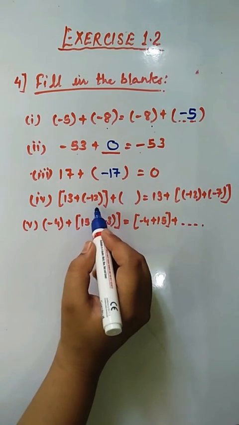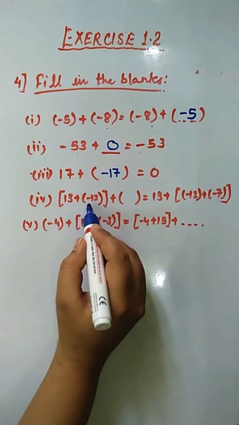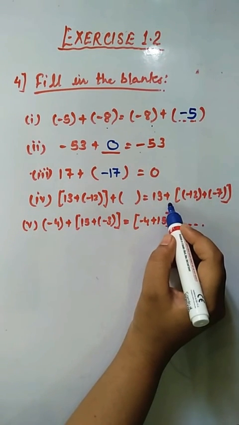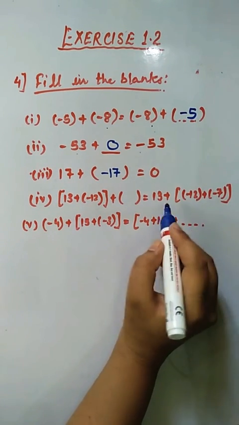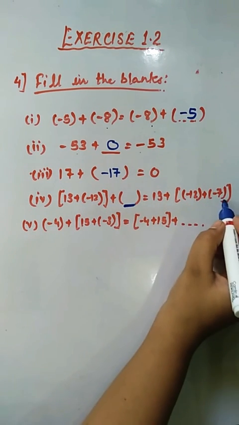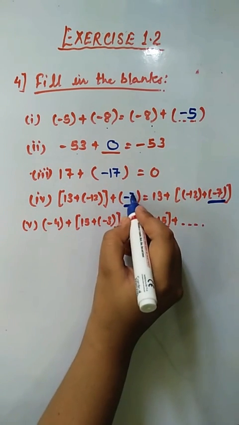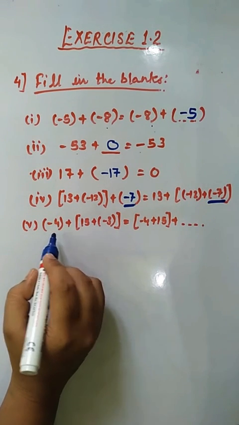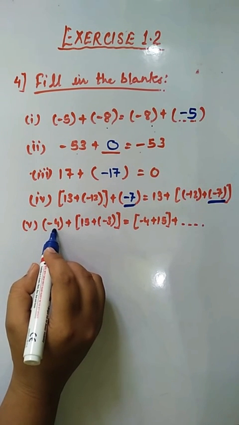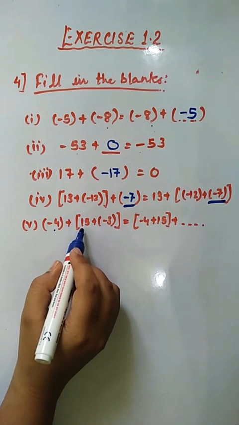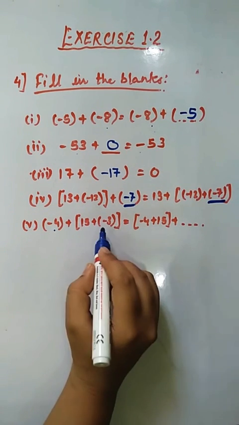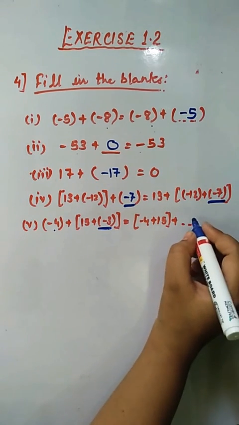In this question we are using the associative property. 13 plus minus 12 plus dash is given, and here it is written 13 plus within bracket minus 12 and minus 7. It means which number should come here? This one, minus 7. Then again it is the associative property. So minus 4 plus 15 is written in one bracket. What is left behind? Minus 3.